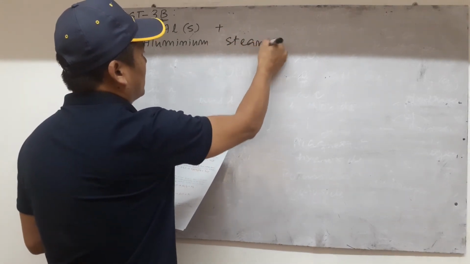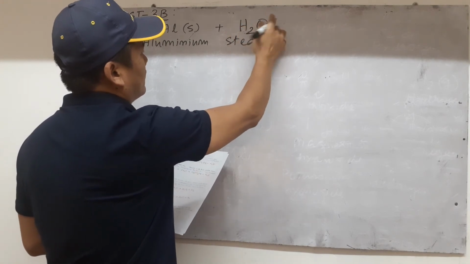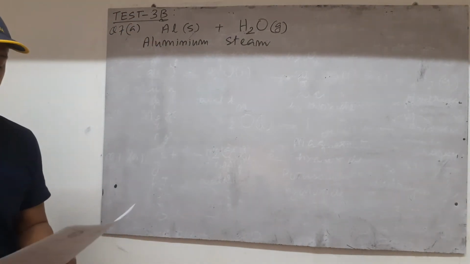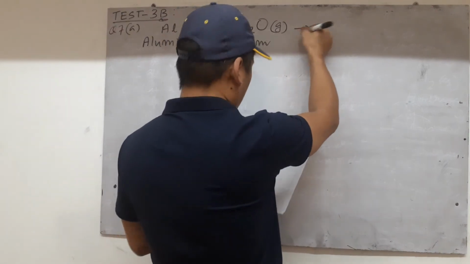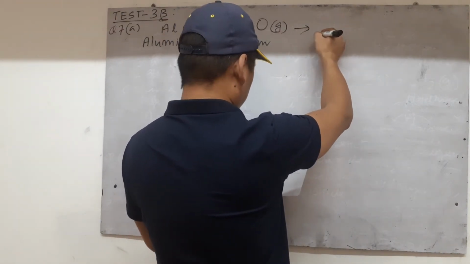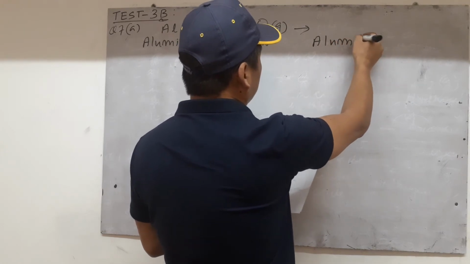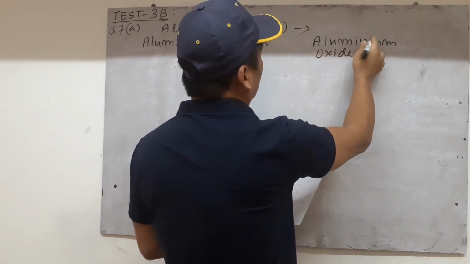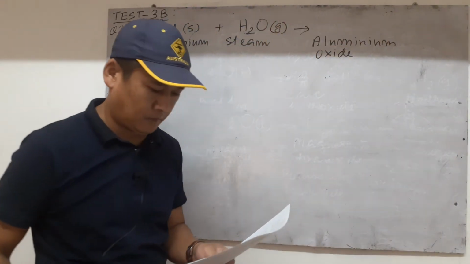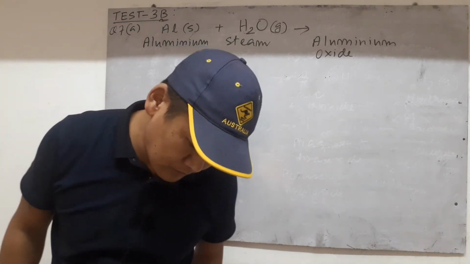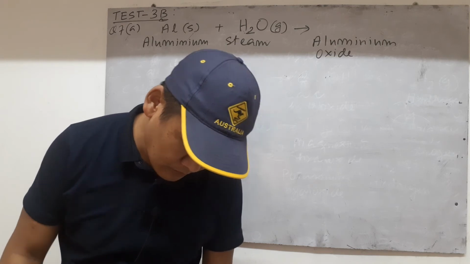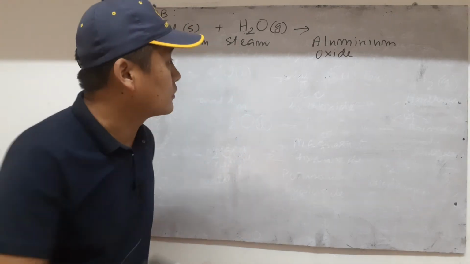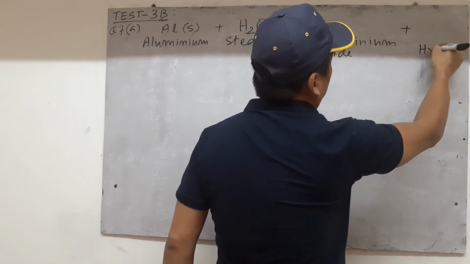Steam is the gaseous form of water, that's all. The only difference is same formula, H2O as water, but at the back you put G, means in a gaseous form, it's called steam. L means the liquid water. To give you A, aluminium oxide. So you write a little bit below the arrow, aluminium oxide. Corresponding oxides, aluminium oxide. B, zinc oxide, and hydrogen. So hydrogen is there. Plus, in both cases, hydrogen will come out.